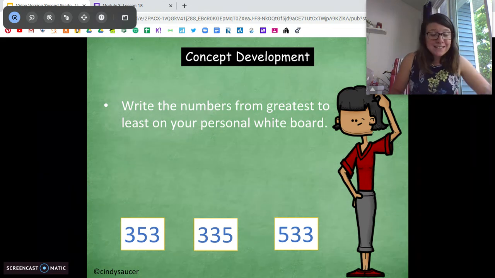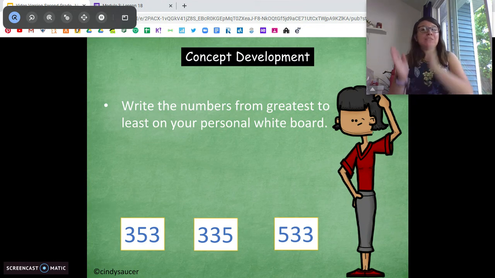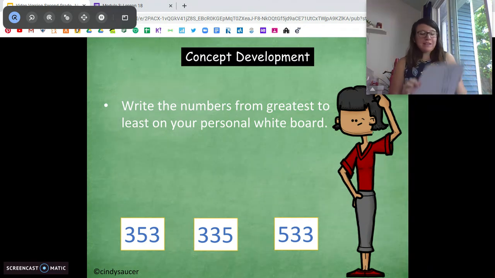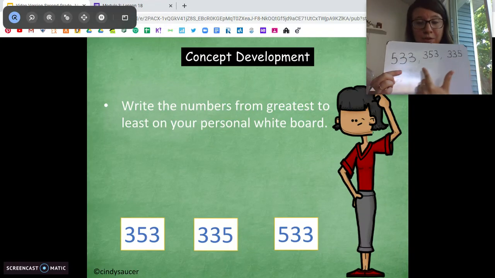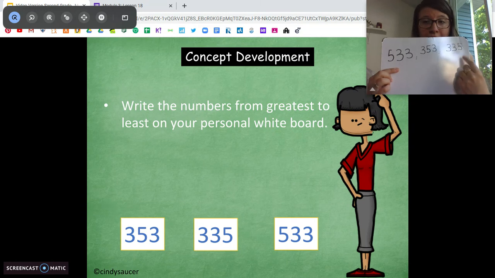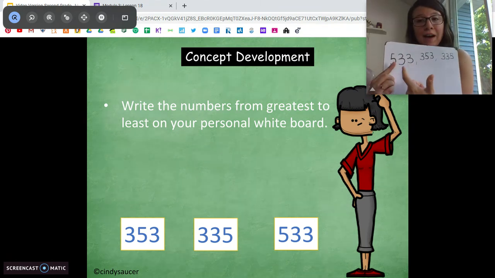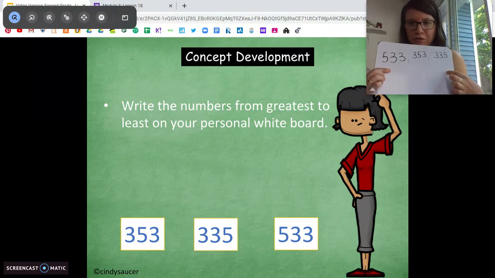The greatest number is 533. The other 2 numbers have 300s. 500 is our greatest number. So you're starting with the greatest. Then you're going to move down from there. I know 335 is the least, so I'm putting that at my end. So my order is 533, 353, 335.